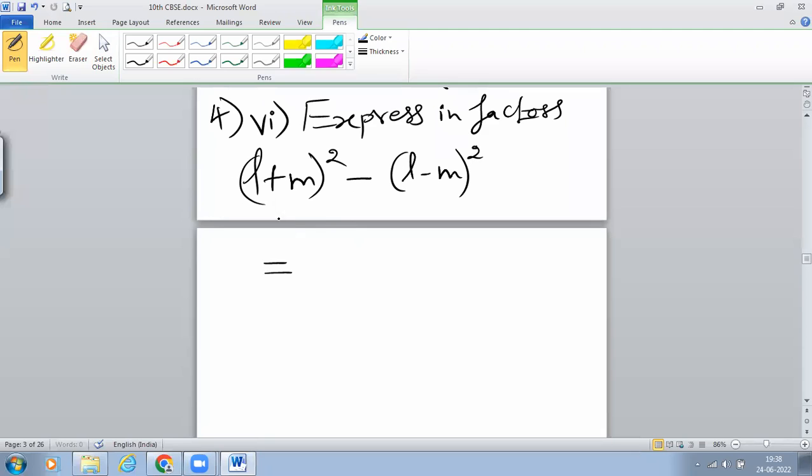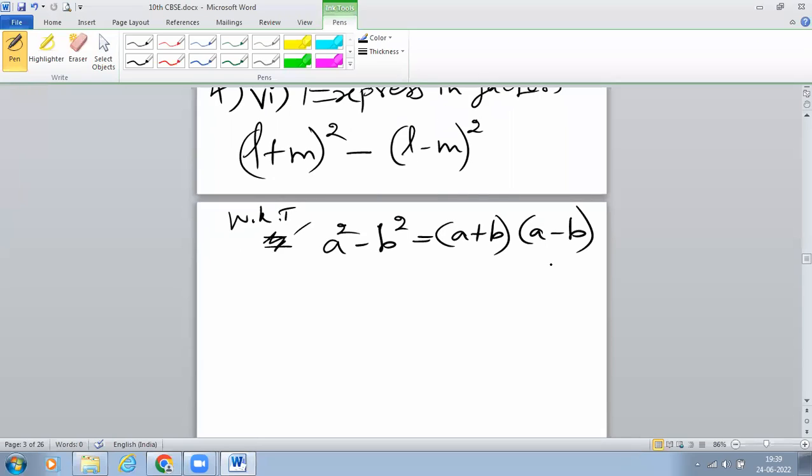Now it is of the form A square minus B square. We know that it is an algebraic identity: A square minus B square is equal to (A plus B) into (A minus B). How many of you remember this formula? Yeah, you remember, right? So this is in the 9th standard syllabus.